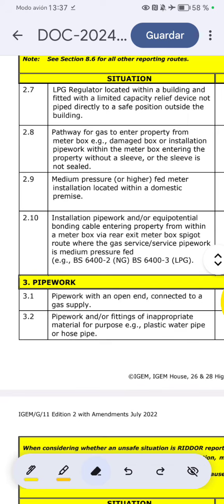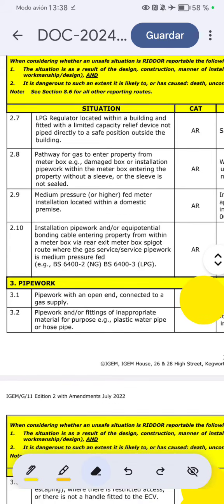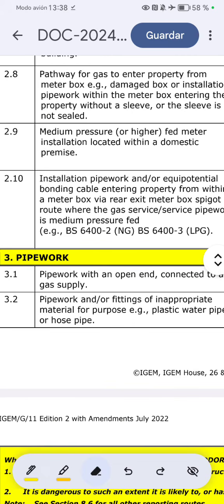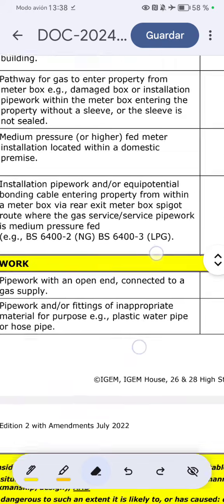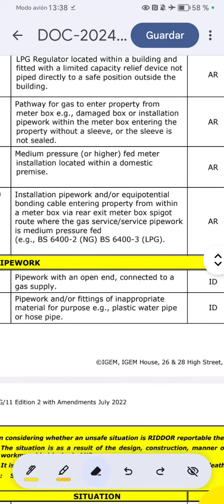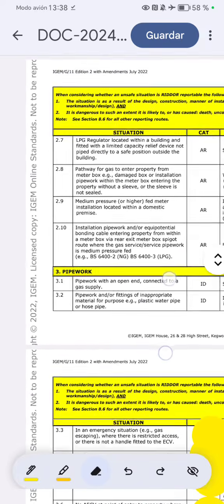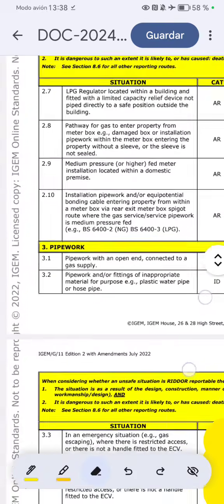Pipework now. 3.1. Pipework with an open end connected to a gas supply. Open end. That's ID. Pipework and/or fittings of inappropriate material for purpose, e.g. plastic water pipes or hose. That's got to be ID. Yep. It's ID. So I got a clue there because I wiped out 2 in one swipe there.